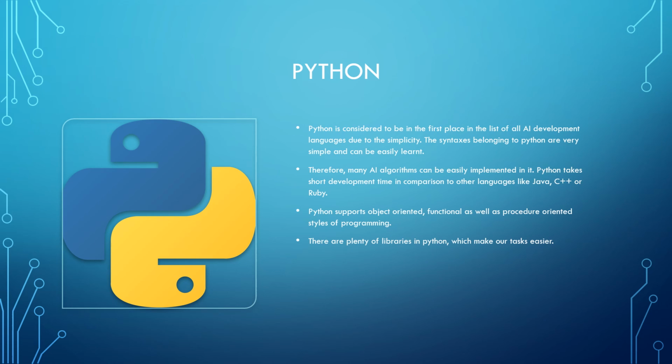Python. Python is considered to be in the first place in the list of all AI development languages due to its simplicity. The syntax of Python is very simple and can be easily learned. Therefore, many AI algorithms can be easily implemented in it. Python takes short development time in comparison to other languages like Java, C++, or Ruby. Python supports object-oriented, functional, as well as procedure-oriented styles of programming. There are plenty of libraries in Python which make our task easier.